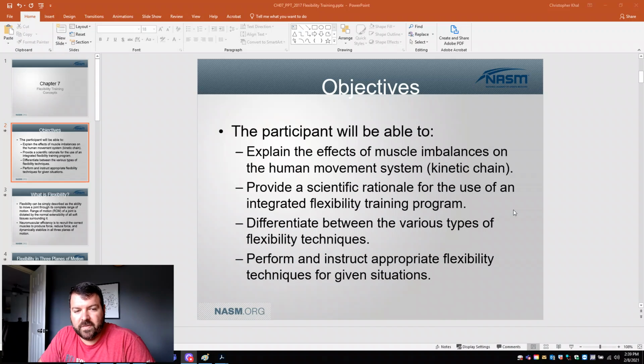All right, so objectives. We're explaining the effects of muscle imbalances on the human movement system, rationale of using flexibility, differentiate between various types of flexibility techniques, and perform and instruct appropriate flexibility techniques for given situations.